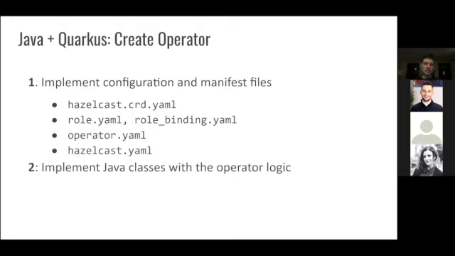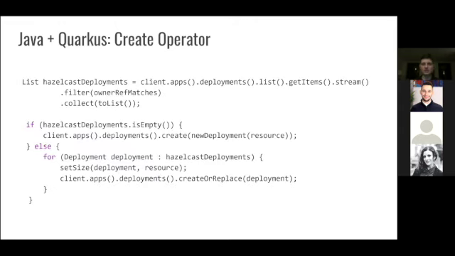You're on your own, so you again need to implement all these CRDs, role bindings, operator deployment files. Nothing will help you here. And you implement all your Java classes and the operator logic. How does it look in code? The main part of the code in Java will look like this. You need to take all the deployments you have in your namespace, filter them, and check: if there is no deployment, create a new one. If the deployment exists, then check all the deployments, modify the size and update them.